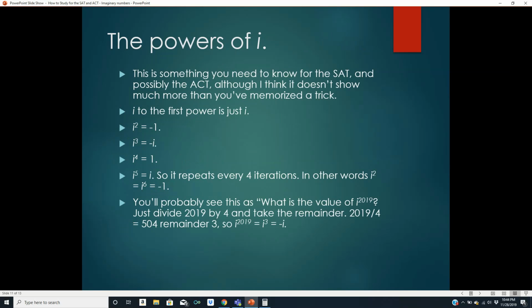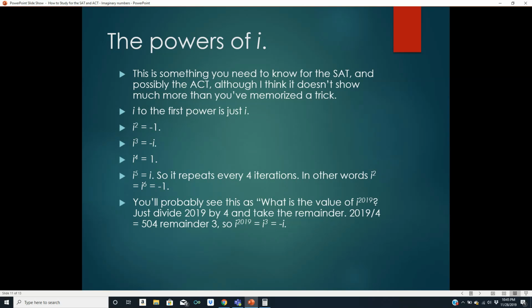The powers of i. Now, this is something you need to know for the SAT and possibly the ACT, although, in my opinion, it doesn't really show much more than that you've just memorized a trick. It's kind of the intellectual equivalent of the ice bucket challenge, or way back in the 1930s or so, on college campuses, it was really popular to swallow goldfish. It's not quite as stupid as the Tide Pod challenge, but I don't think it really shows anything other than you just memorized a trick. Anyway, you need to know it for the SAT, so just know it.